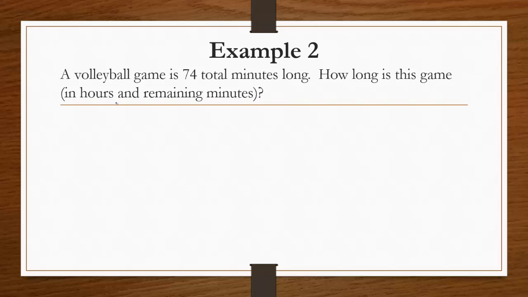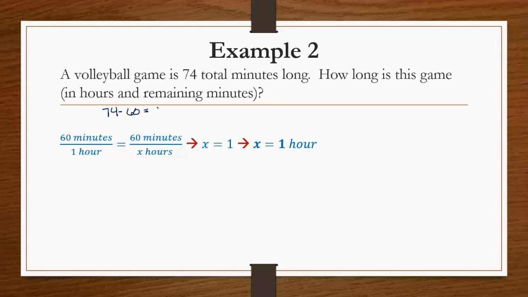So, similar problem. A volleyball game is 74 minutes long. How long is this game in hours and remaining minutes? So what we want to do is, before we even get to this step, we need to say, okay, I know that there's 60 minutes in 1 hour, right? So I need to take 74 and subtract 60 from it. So that's going to give me 14 remaining minutes. All right, and the reason why I don't continue to subtract 60 is because 14 is less than 60.